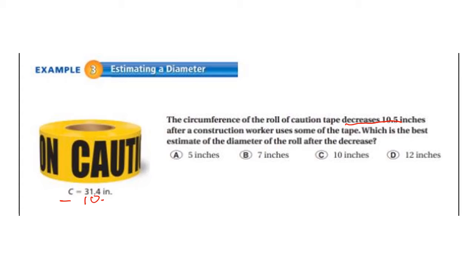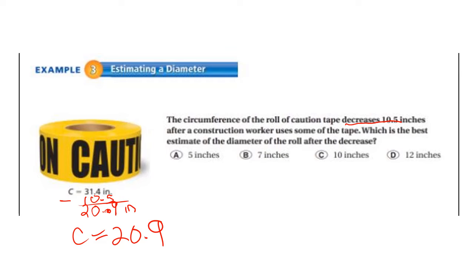Minus 10.5. Line up your decimals. This becomes 20.9 inches. That is our new circumference. We need to figure out the diameter.